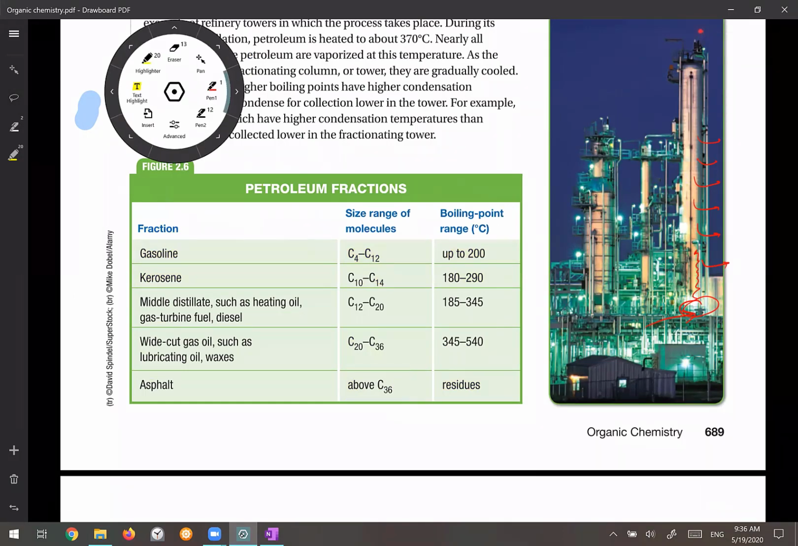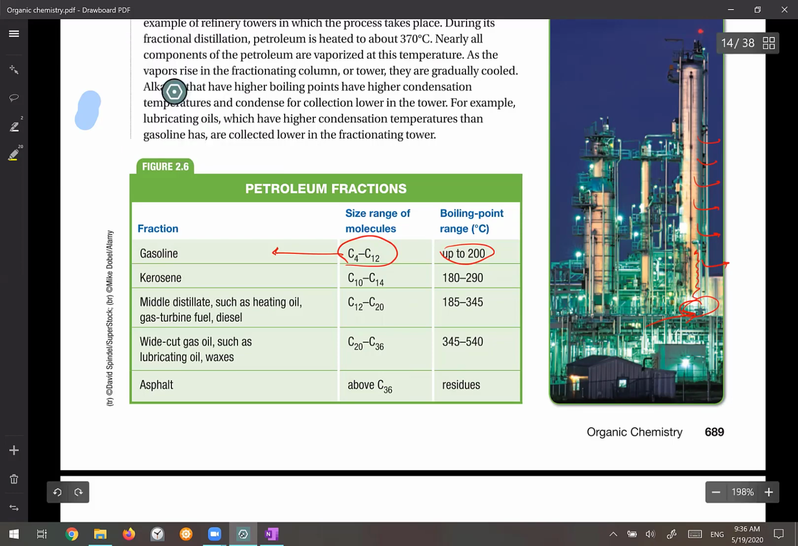You can see the number of carbons, their names, and their boiling point ranges. For example, the carbons with a size between 4 and 12 remain liquid up to 200 degrees. So if the temperature is above 200 degrees, they become gas and go up in the column on the right side. But when the temperature drops below 200 degrees, they liquefy and come out.